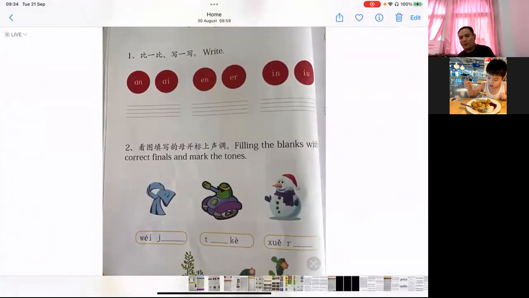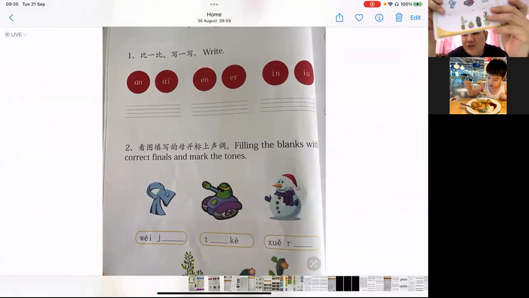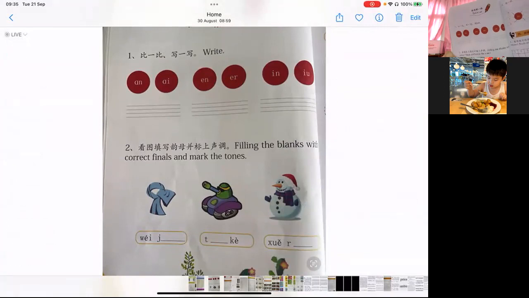And the second question, please open your book, page 24. The first question. Now everyone look at the screen.